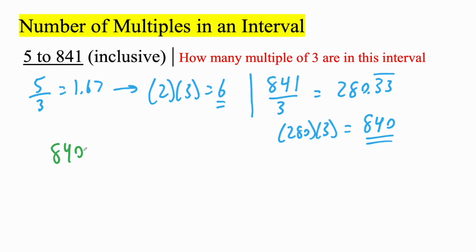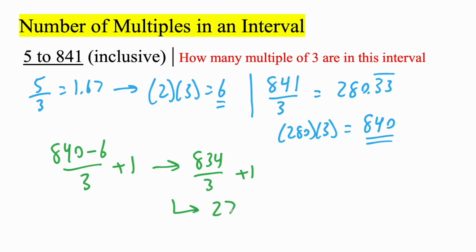So the last is 840, the starting is 6, divided by our multiple, which is 3, plus 1. 840 minus 6 is going to give us 834, divided by 3, plus 1. And 834 divided by 3 is going to give us 278. And 278 plus 1 is going to give us 279. And so there's 279 multiples of 3 in this particular interval. And that's all we need to do for this problem.